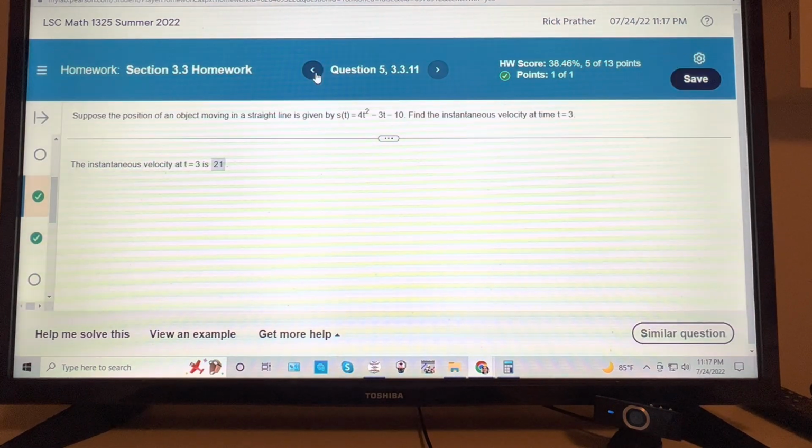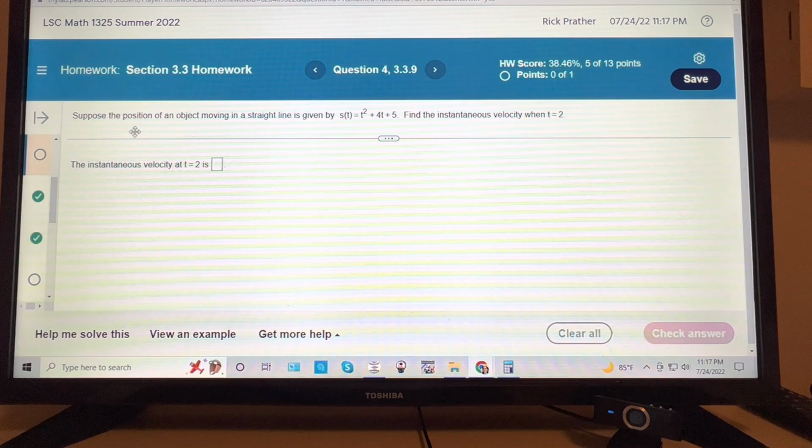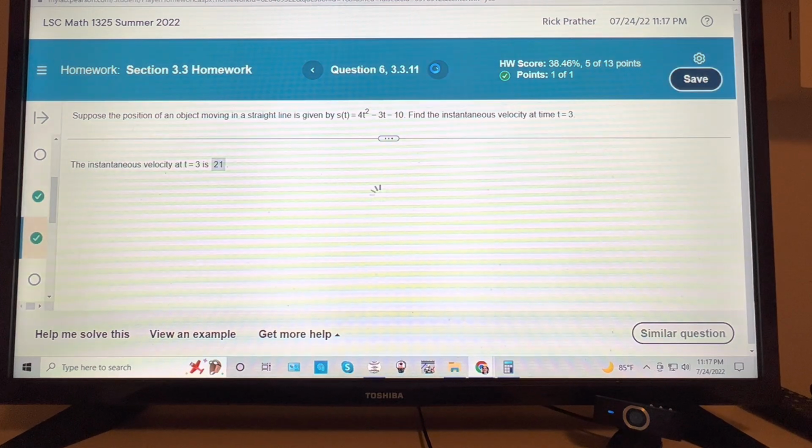So question 4 is exactly like question 5. You just get to practice a little more. But everything here is positive, makes it a little bit easier. And we already did one with a 2, so I just wanted to do a different one. But other than that, 4 and 5 are identical.